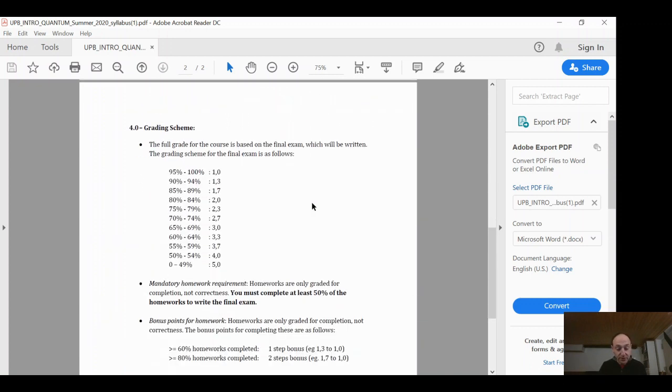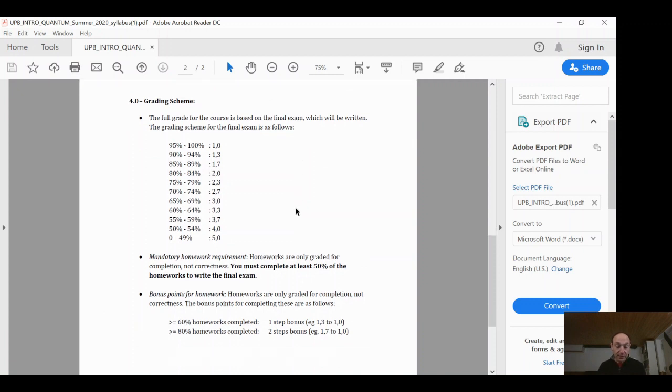The grading scheme in the German system, this is kind of how I'll go between percentages to grade points. In terms of homeworks, we will only grade the homeworks for completion, not for correctness. The idea is that, again, we're going to treat you like big boys and girls, and that you're going to take care of yourselves.